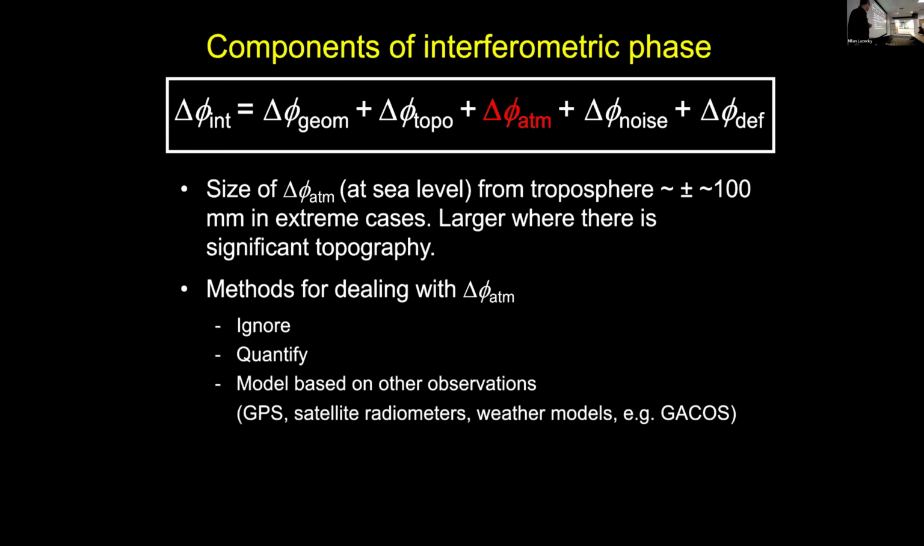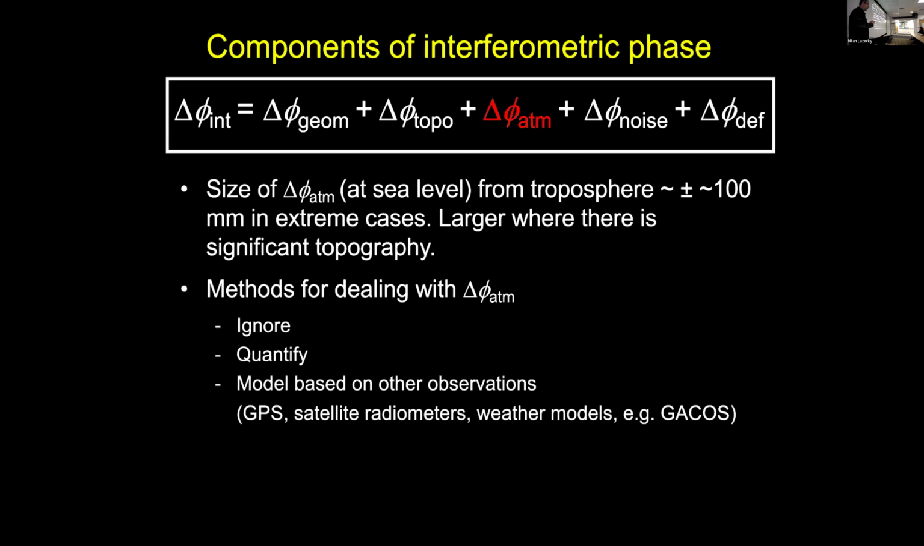You can model it based on other observations. So that might be from GPS data. GPS data are also sensitive to the troposphere. There are satellite radiometers that work in the daytime if there are no clouds. Probably the most common thing we do routinely is use weather models. There's a service called GACOS, which takes a European weather model and provides a kind of per-pass atmospheric delay.